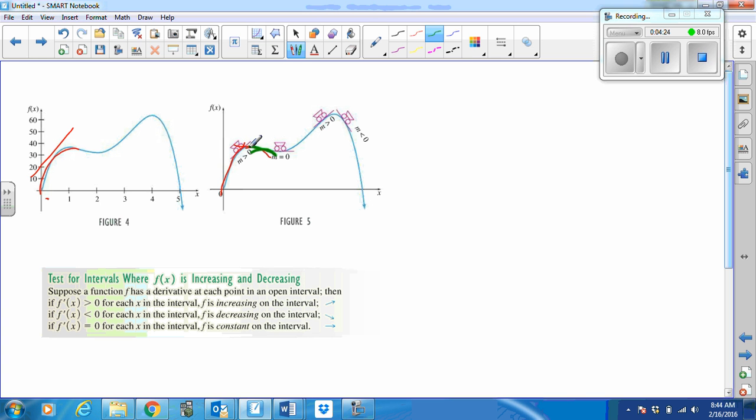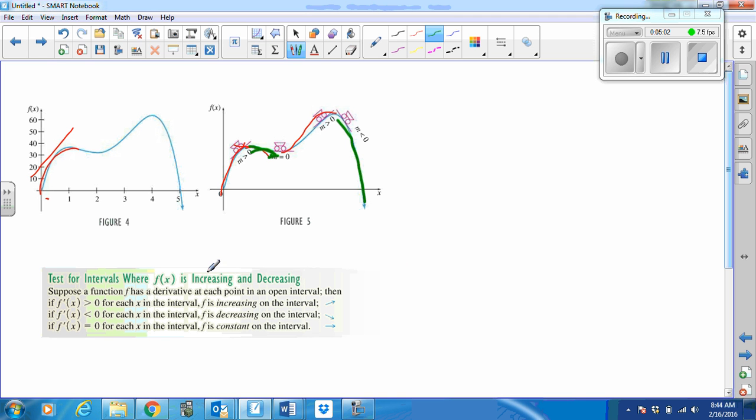And then this little car levels off again right here, but then it starts increasing again. And it increases up until this maximum right here and levels off, and then it starts decreasing again. And so you think about drawing the tangent lines, or where that instantaneous rate of change is occurring, and the slope of those tangent lines determines if that function is increasing or decreasing. So we're actually going to be testing for intervals where f of x is increasing or decreasing. So suppose a function has a derivative at each point in an open interval.